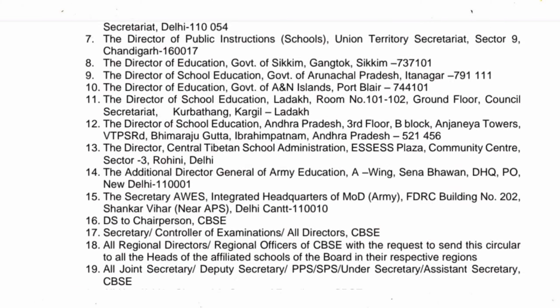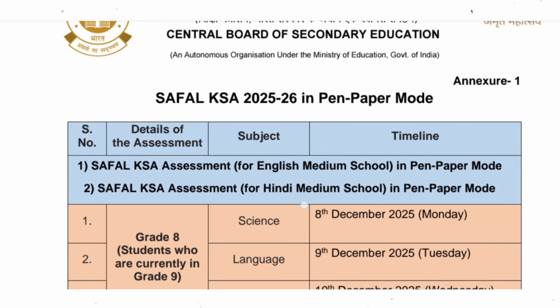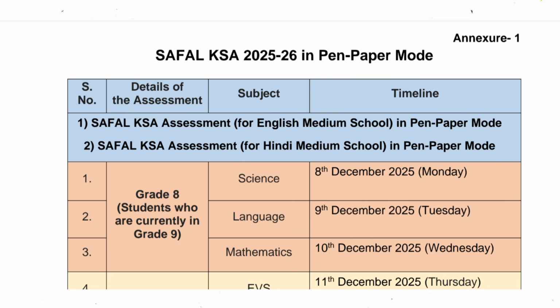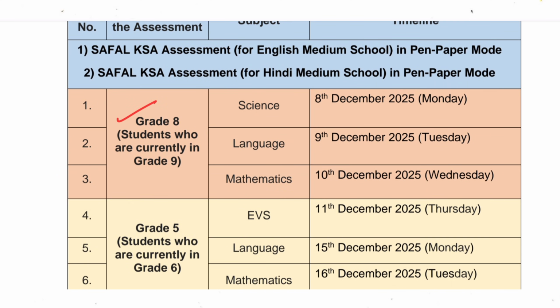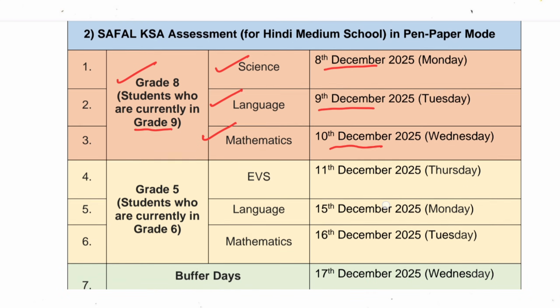Next, let us see the schedule for pen and paper mode. So the pen and paper mode schedule is this. First, for grade 8, which is for students who are currently in 9th class, the science assessment will take place on 8th December, language on 9th, and mathematics on 10th December. They don't have any buffer day like the digital one.